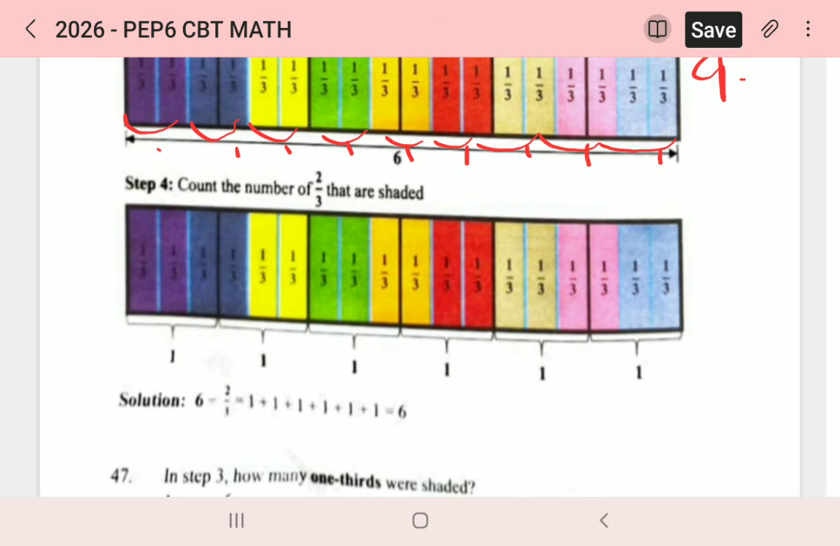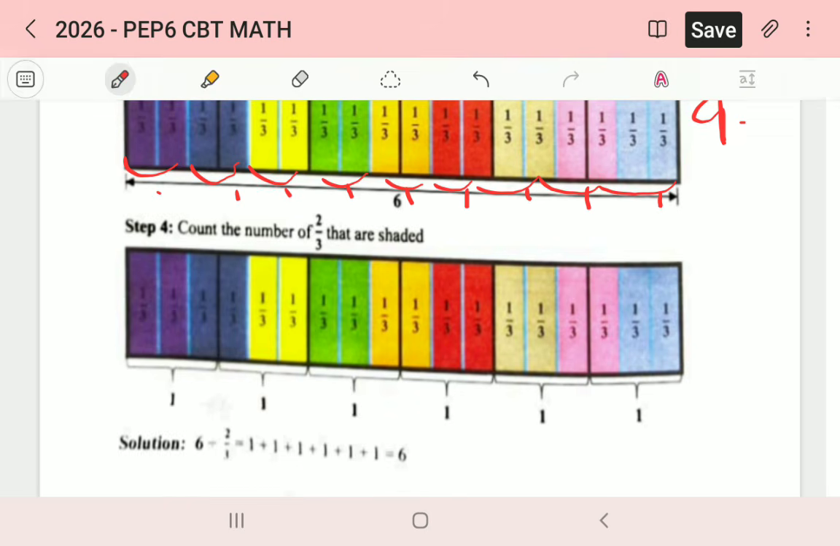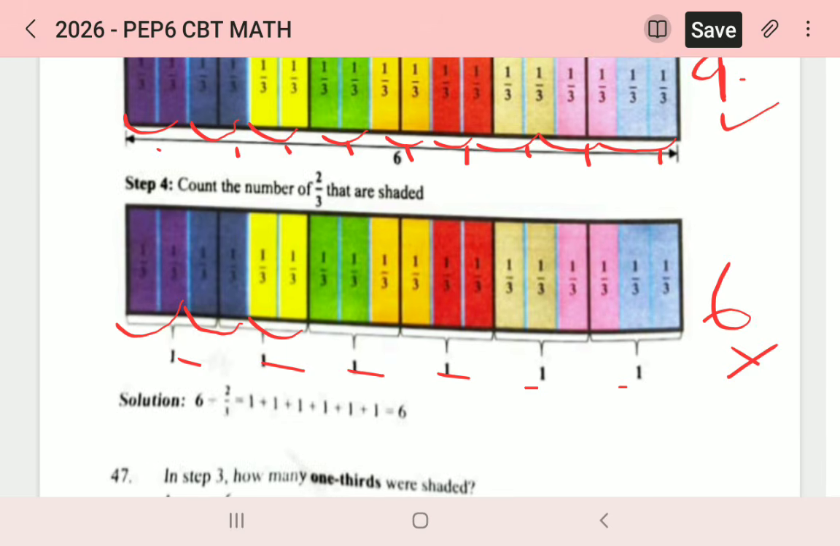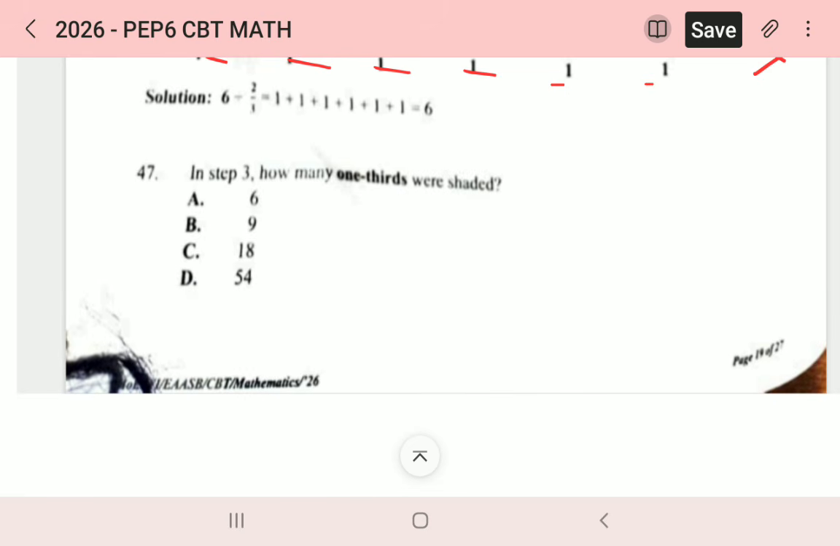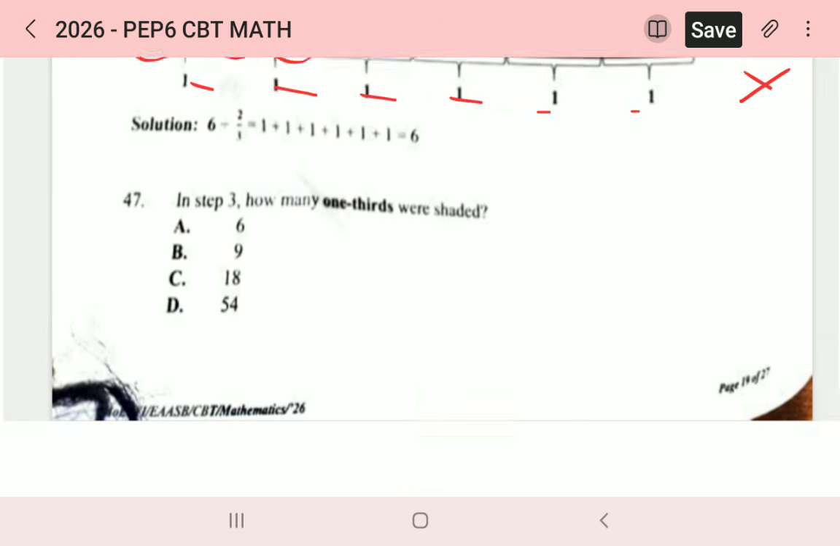Step 4 is that he counts the number of 2/3 that are shaded. And for 2/3, he should have 9. Let's see what he has. So you should have 1 like we have it up there, another 1 here, another 1 here. But he got 1, 2, 3, 4, 5, 6. Instead of getting 9, he ended up with 6. So let's see what they're asking. The solution is that 6 divided by 2/3 is equal to 1 plus 1 plus 1, and so on, equals 6. So he got 6. In step 3, how many 1/3 were shaded?